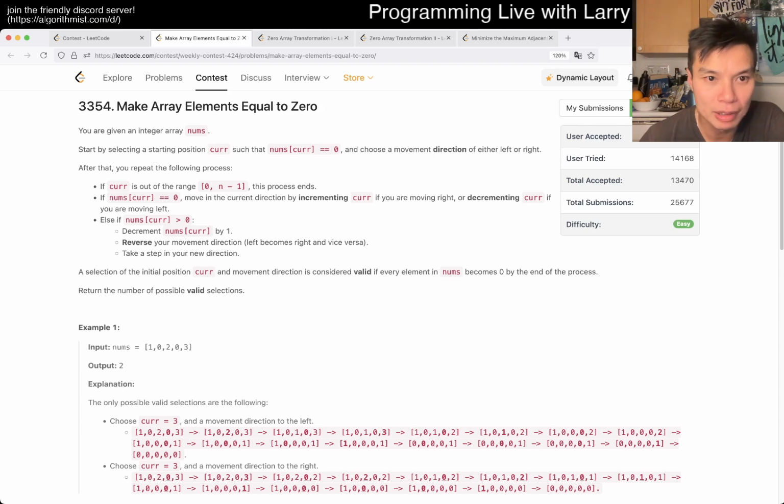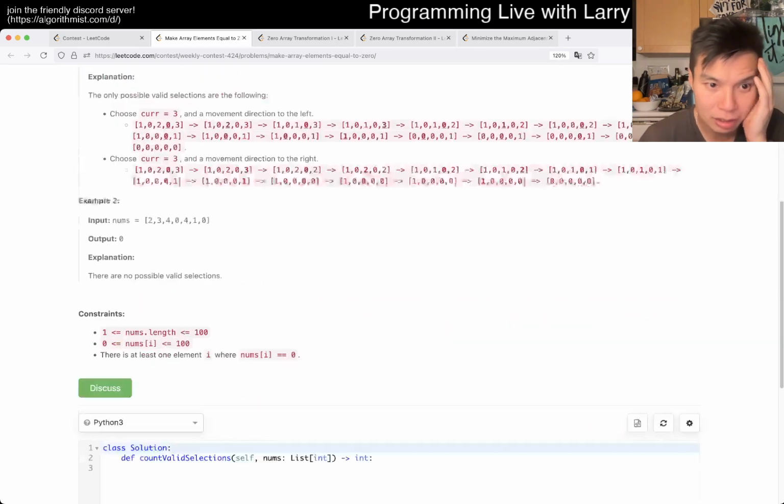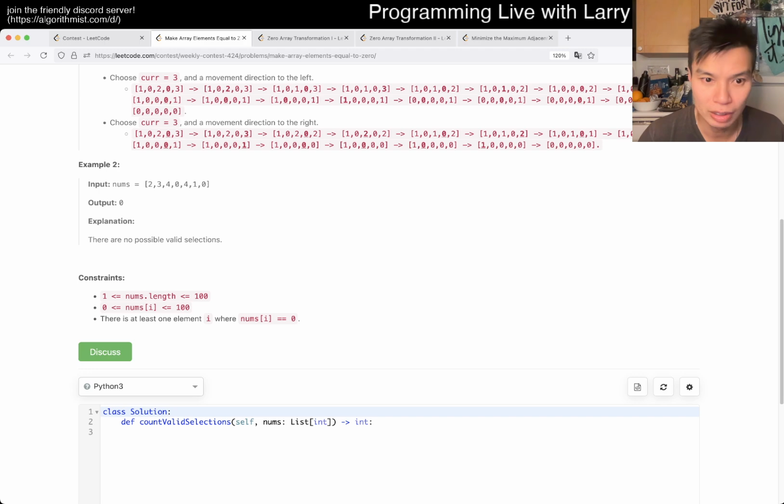Choose a left or right away, start at cursor 0. After that, if the cursor is outside the range, the process ends; otherwise the cursor moves in the current direction, incrementing or decrementing. Okay, makes sense. Man, this is a lot of reading. If nums of cursor is greater than 0, decrement it by 1 and reverse your direction. Okay, so there's 2 of these.